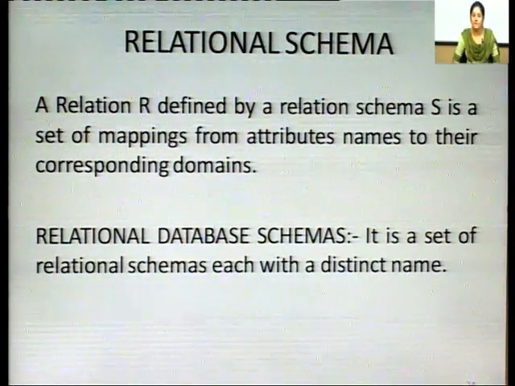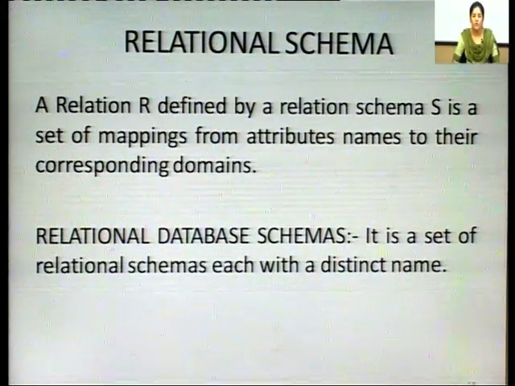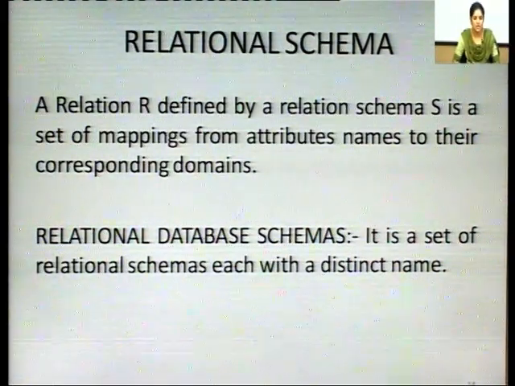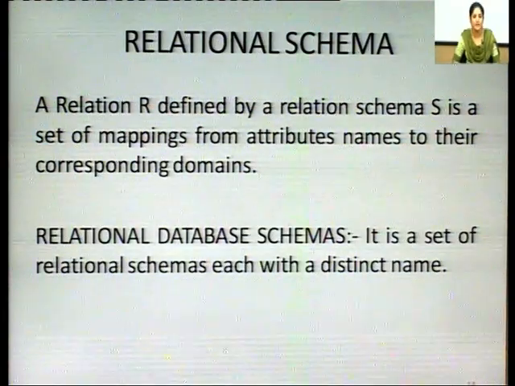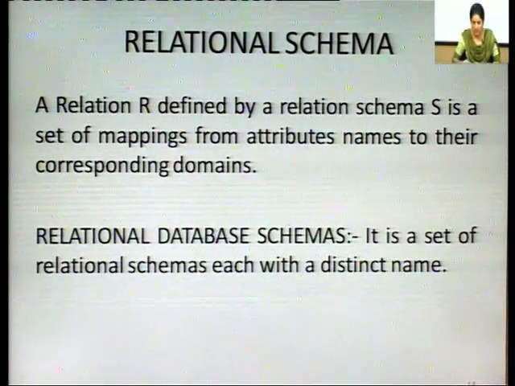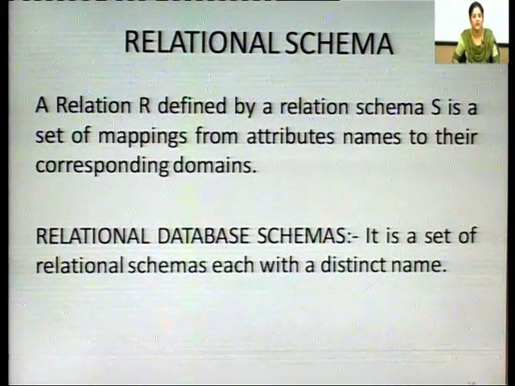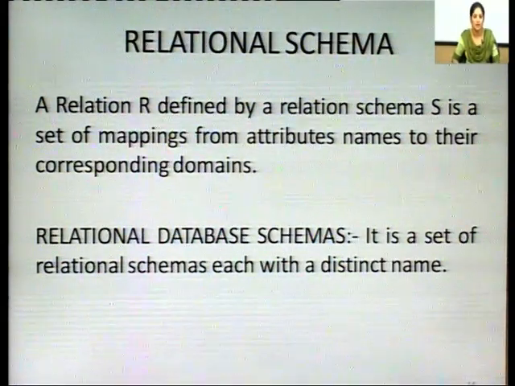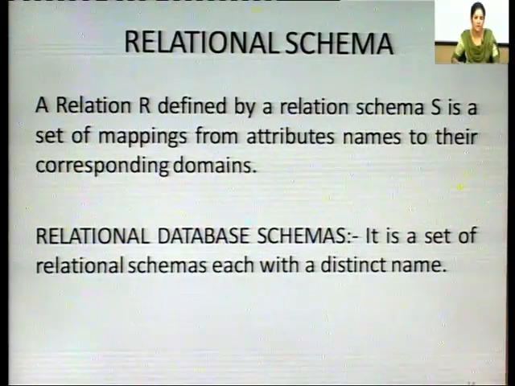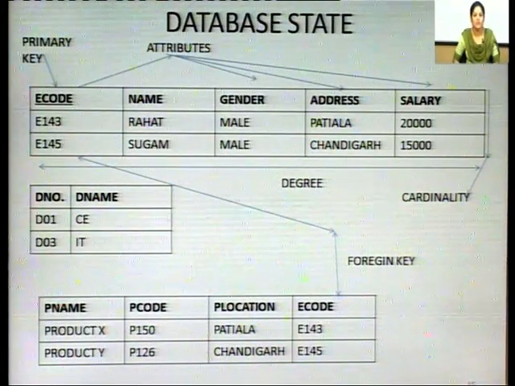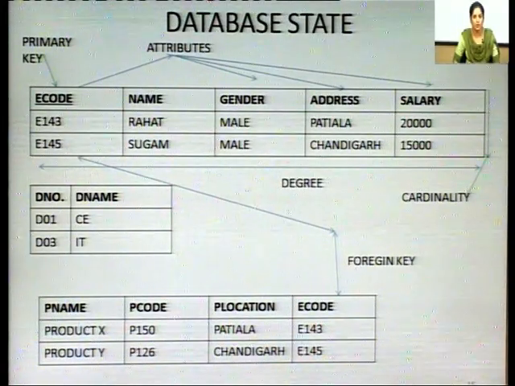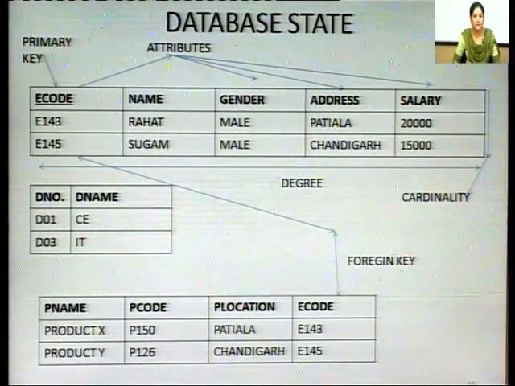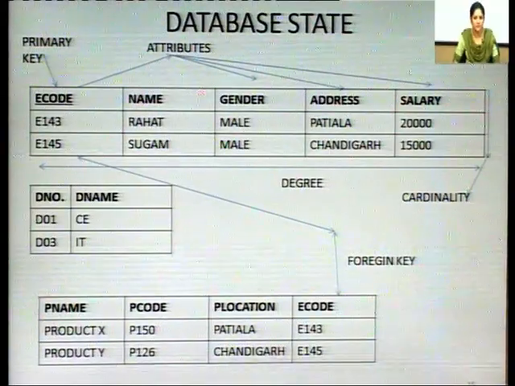A single table will be called a relation, and when you have a number of relations in a particular database, all of them will be considered as a relational database schema, because they all have distinct names and different kinds of attributes. This is the overall database state. As I told you earlier, this is the diagram of that particular relation.